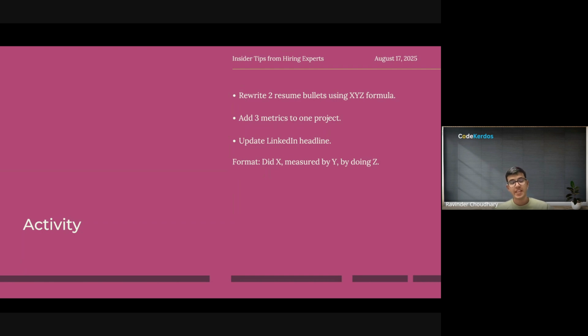Rework on your resume, guys. Take this 5 to 7 minutes. Rework on your resume. Pick up any project and add at least 2 resume bullet points on that using the XYZ formula, where you add the metrics to highlight the impact, and you update your LinkedIn profile.